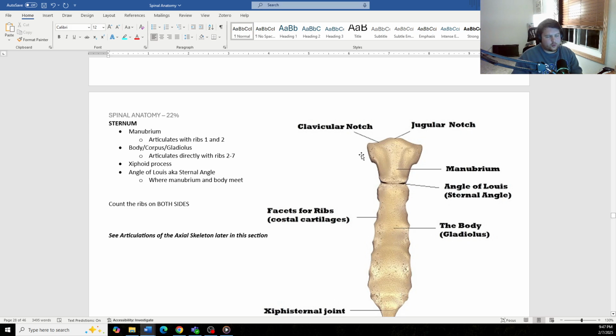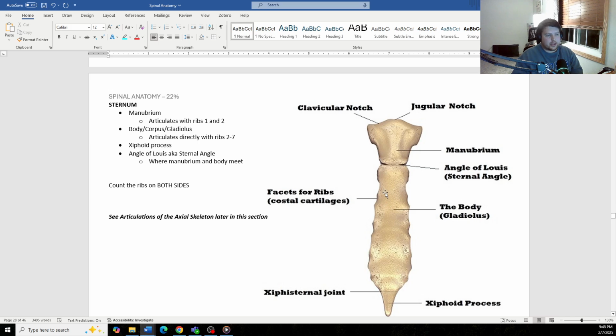So if the question gets asked, how many ribs articulate with the manubrium? Remember, we have to remember both sides. 1, 2 for the first rib, 3, 4 total ribs for first and second rib. And the second rib comes and connects right here at that angle. So it's half on the manubrium, half on the sternum. Or I should say the body of the sternum.